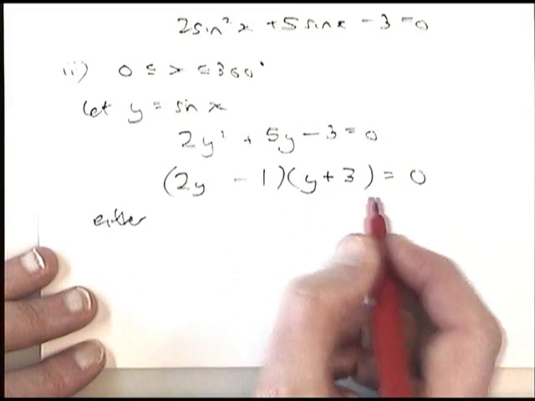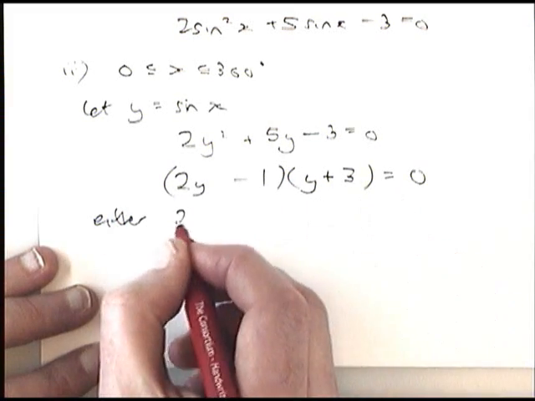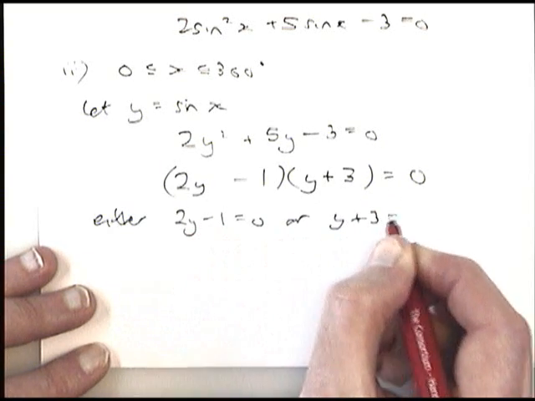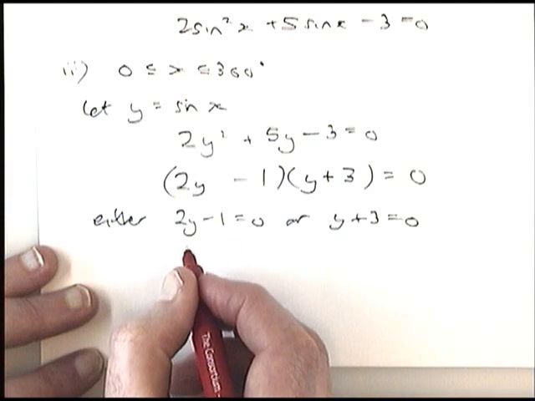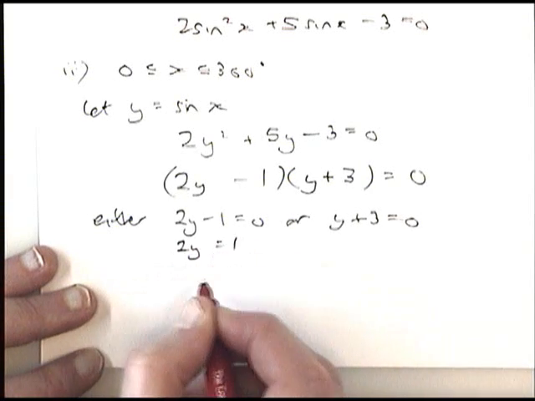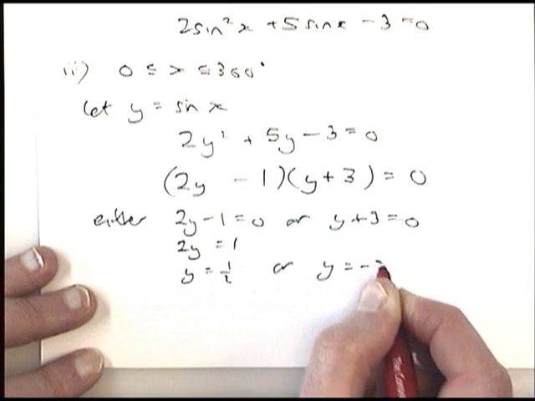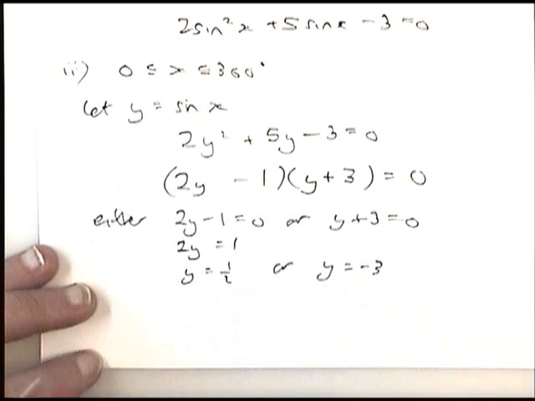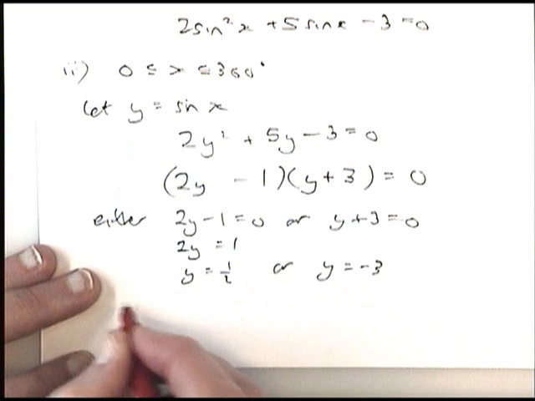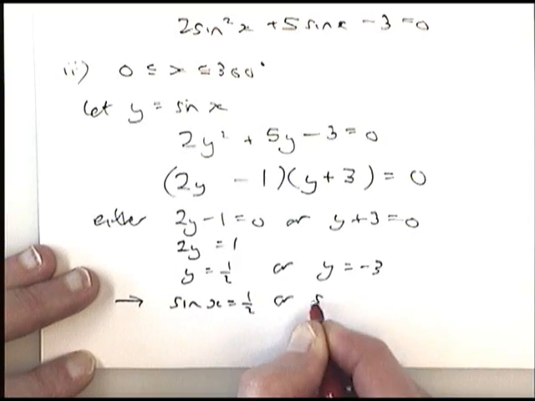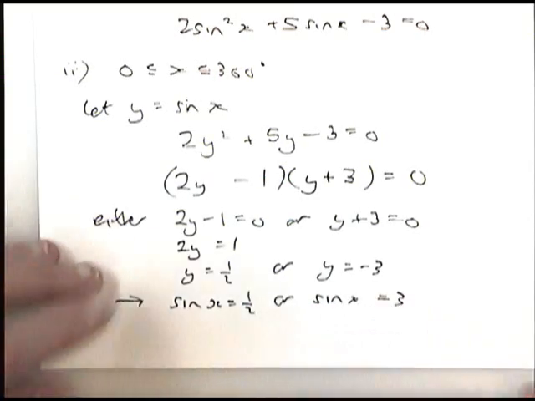2 brackets multiplied together equals 0 means either the first bracket equals 0 or the second bracket equals 0. Well, rearranging that, that means 2y equals 1, or y equals a half, or from over here, y equals minus 3. But remember, y is actually sine x. So actually what I'm getting here is sine x is a half, or sine x equals minus 3.